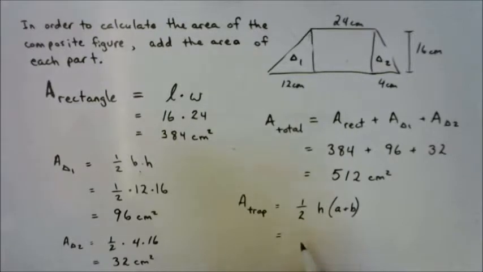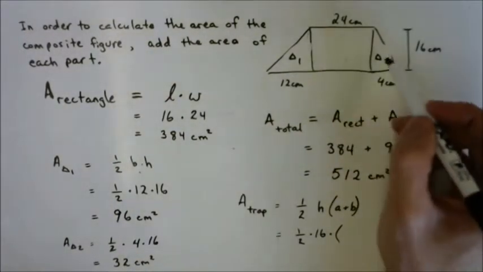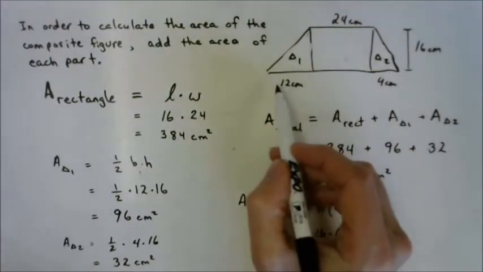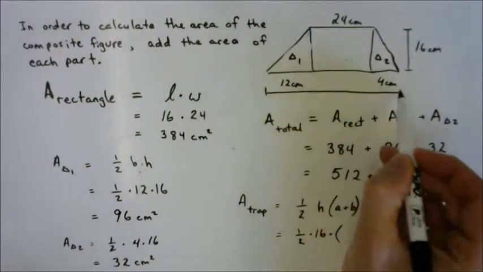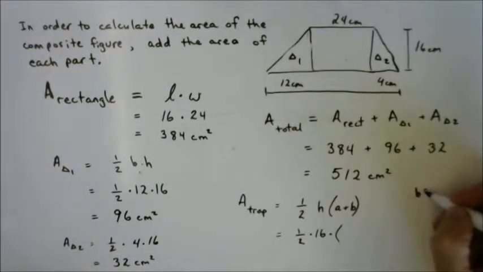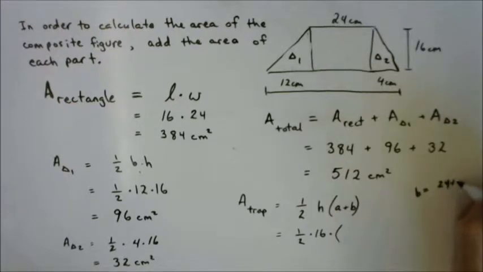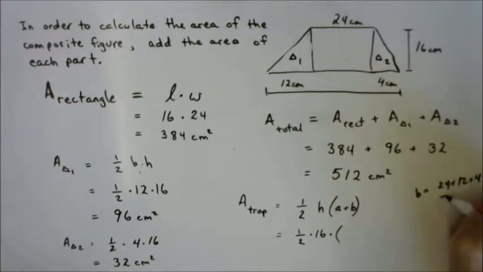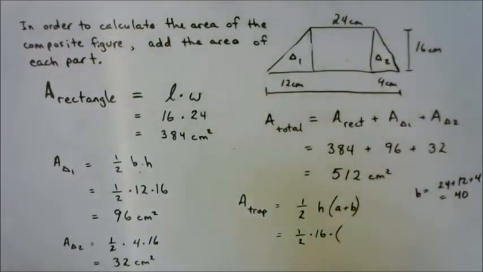Okay, so let's punch in what we know. We know the height of this thing is 16. And we know one of the bases. Do we know the top and the bottom base? Yes. How do we get the bottom base? You add 12, 24, and 4. Alright, so for B, I'll do a little side note here. B equals 24 plus 12 plus 4, which is 40.